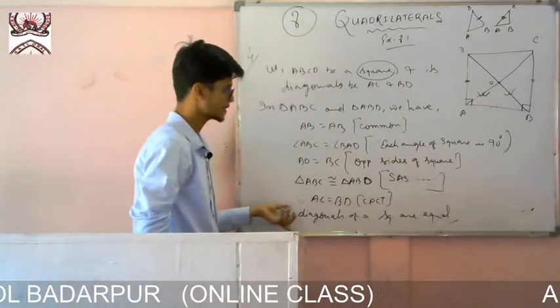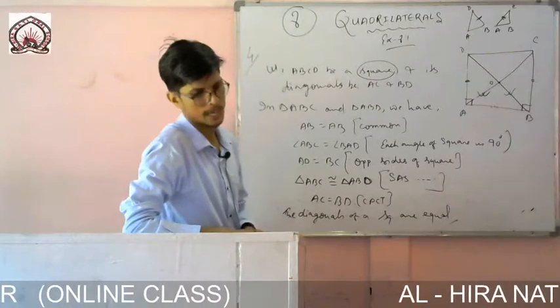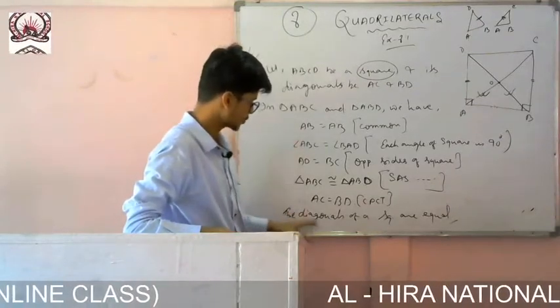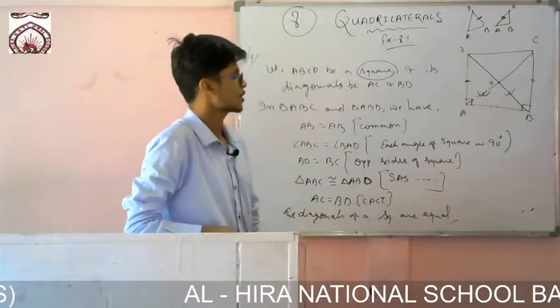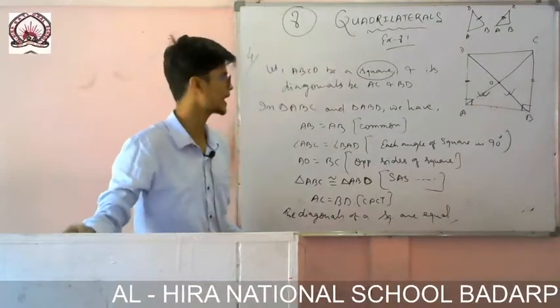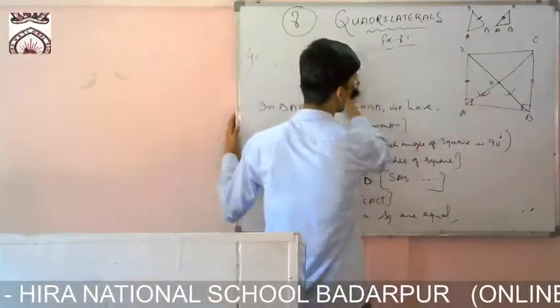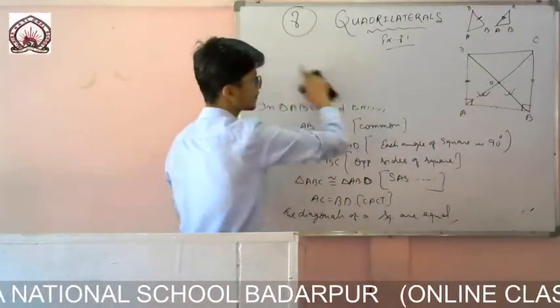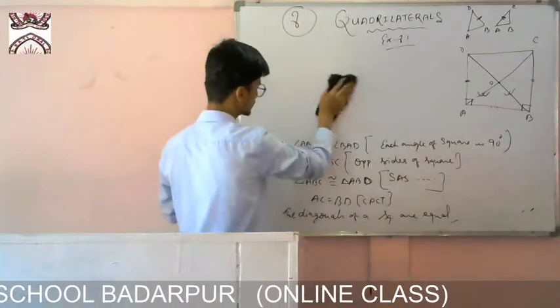So the first part is finished. Now, one by one, again. It was given that we show that the diagonals of a square are equal. I have shown this, AC is equal to BD, because corresponding parts of congruent triangles are equal. So now let us move to the next one. Now I have to show that the point O bisects each diagonal, and after that I will show that each angle is equal to 90 degrees.